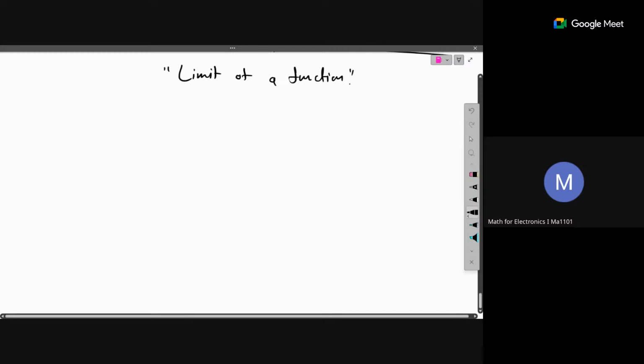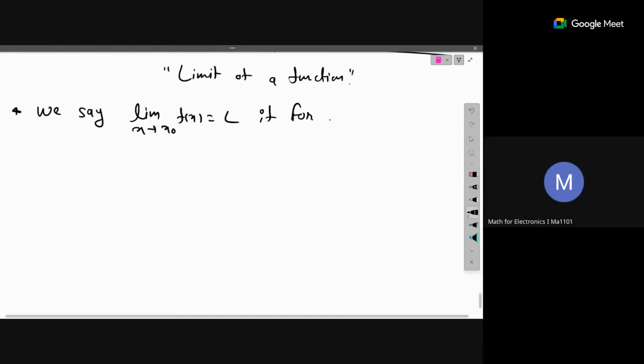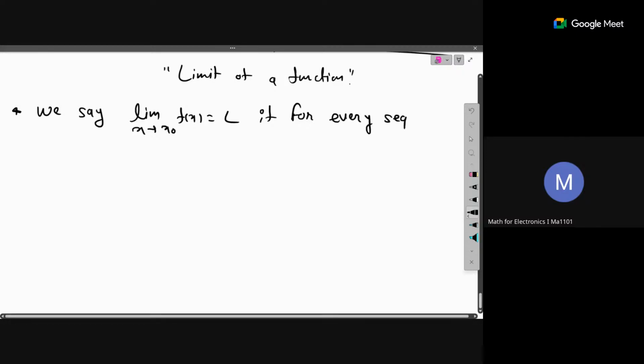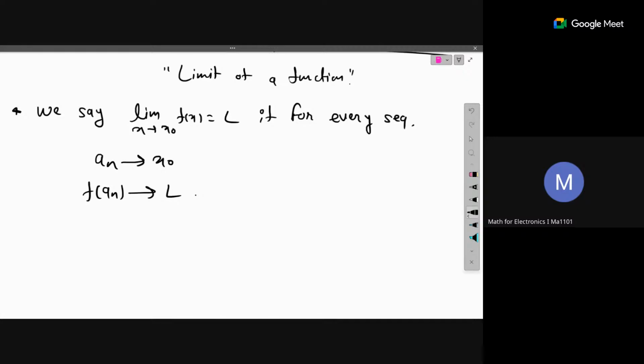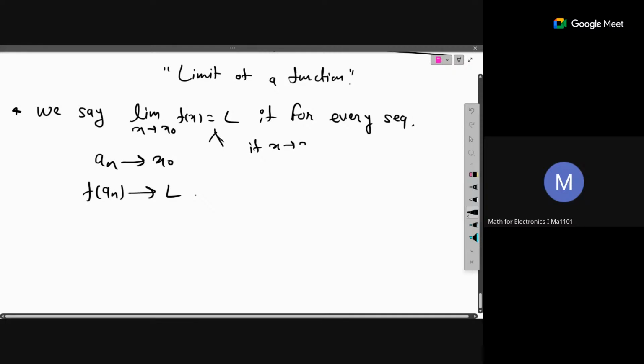Again we say that the limit as x tends to x naught of f of x equals L if for every sequence an which is converging to x naught, the sequence f of an converges to L. So this is the definition of limit. So limit means that if x is going to x naught, we say that f of x goes to L. This means that if x goes to x naught, then f of x goes to L.